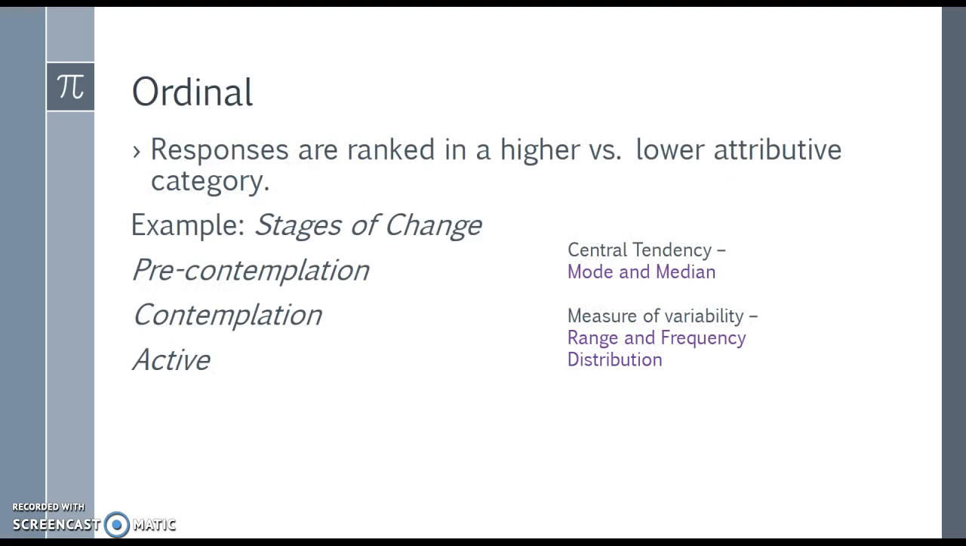With ordinal data, these are responses that are ranked in a higher versus lower attributive category. An example of this would be a stage of change. If you're looking at a group of people who are smokers, where is each individual in terms of wanting to quit smoking? Each of the options actually has a meaning behind it. Pre-contemplation, they have no desire to quit. Contemplation, they're thinking about quitting. And active is they're actually in the process of quitting smoking. So there's actually, like I said, meaning behind that. It's ranked higher versus lower as an attribute.